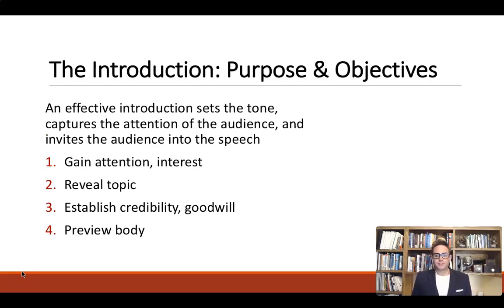Well, an effective introduction sets the tone for the rest of the speech. It also captures the attention of the audience and consequently invites the audience to listen to our presentations. Again, we learned about the psychology of the audience, and oftentimes it's our responsibility as speakers to really capture their attention and bring them into the conversation, into our speech, into our presentation.